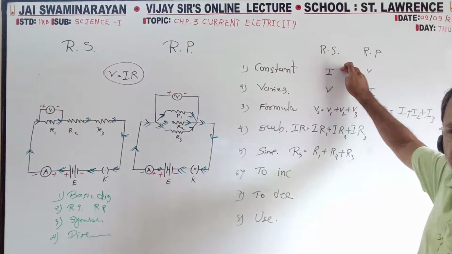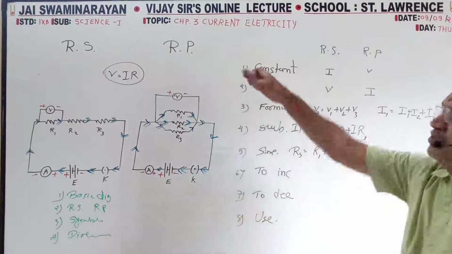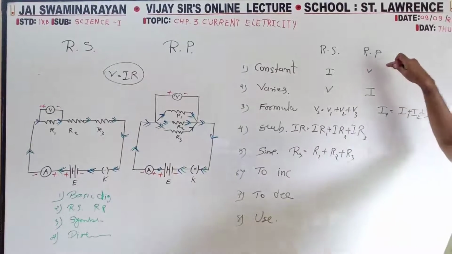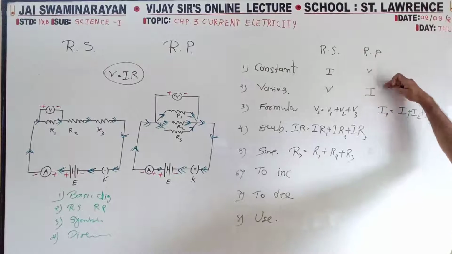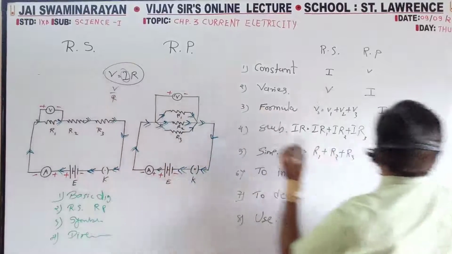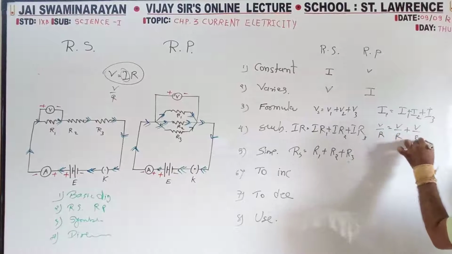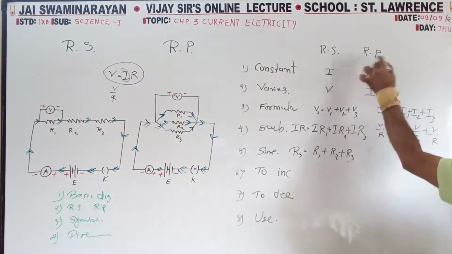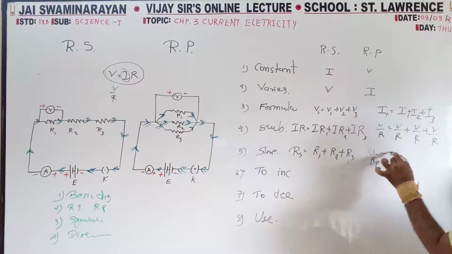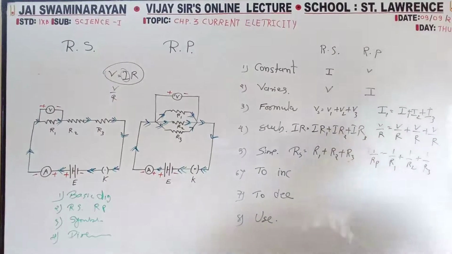Which is constant? Which will change? For that which will change, write the formula and convert it into Ohm's law. And what is constant? Remove it. Write the formula, and I is equal to what? V by I. So V by R, V by R, V by R, because V is constant. So V cancels. So it is 1 by R parallel, 1 by R1, 1 by R2, 1 by R3.